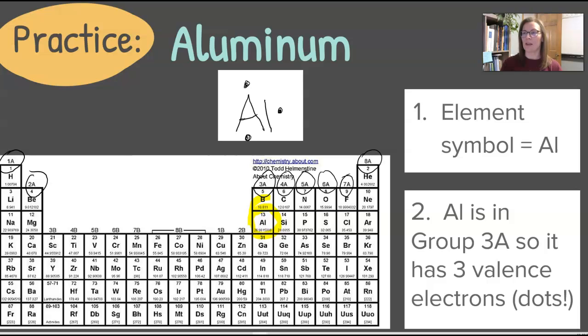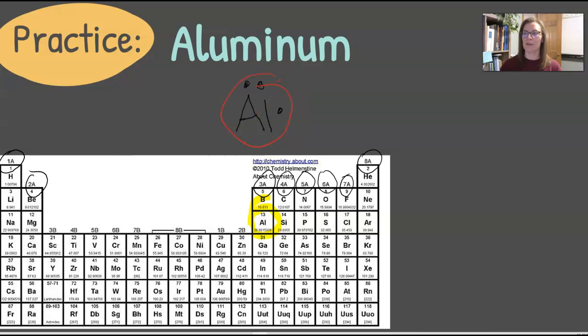If you make your dots like this, that would be incorrect. This is not the way that you do this. You have to go around with your dots. All right, so we're going to take a look at a couple more of these.